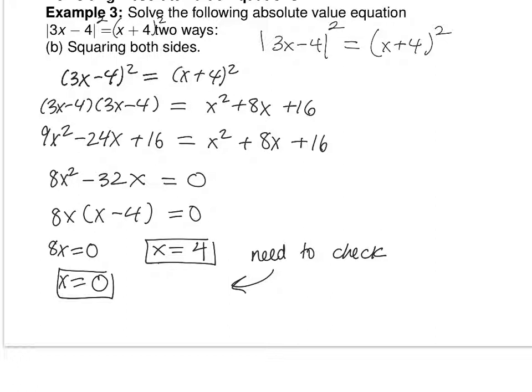So I kind of prefer the first method because it's the way that I learned first, but this also works. If you want to do it this way, you totally can.